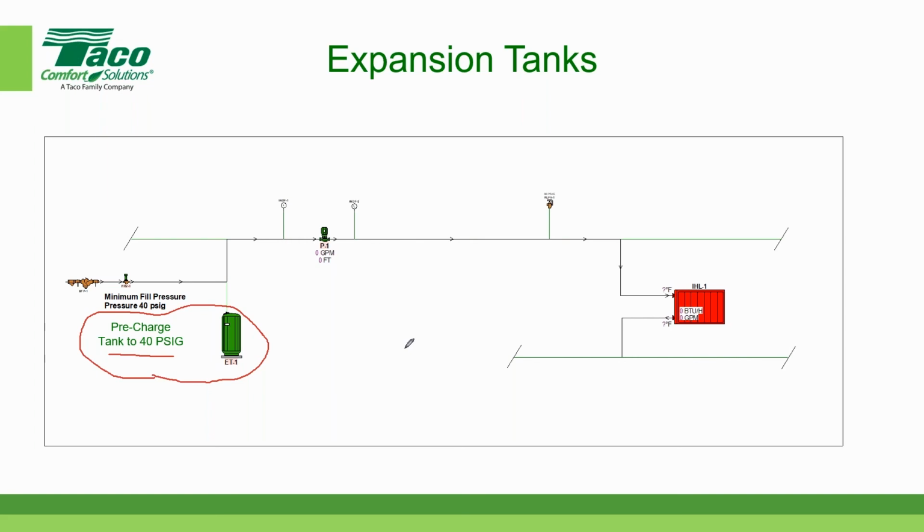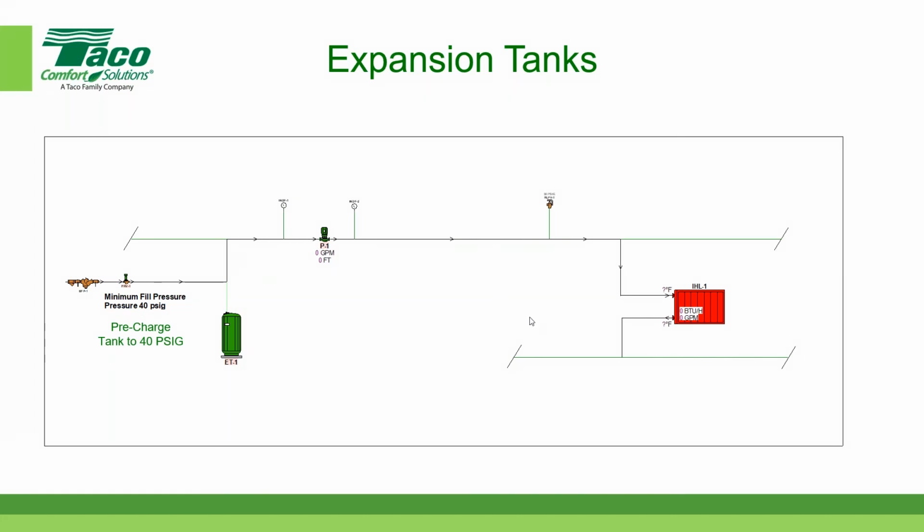Once you pre-charge it to 40 pounds, because remember, it only comes from the factory at 12 pounds, then you can connect it to the system, and then you can set your fill valve to 40 pounds, and now the system minimum pressure has been established by the expansion tank. And that's one of the important characteristics of an expansion tank, is to be able to make sure that we're controlling the pressure in the system. Okay.